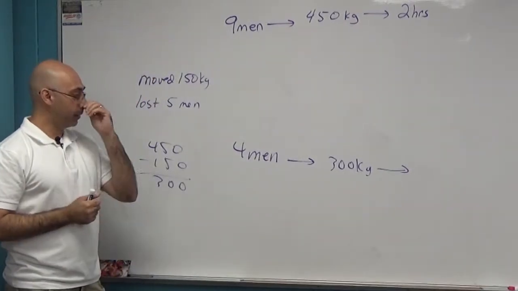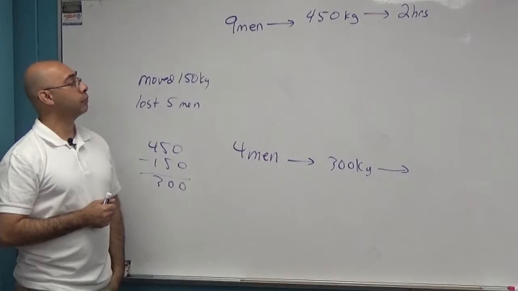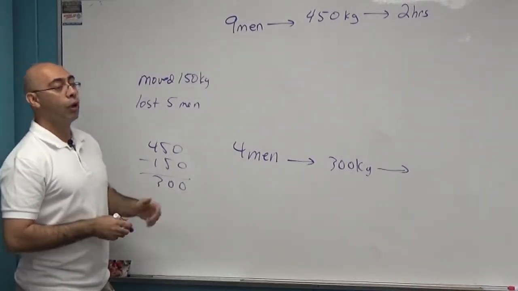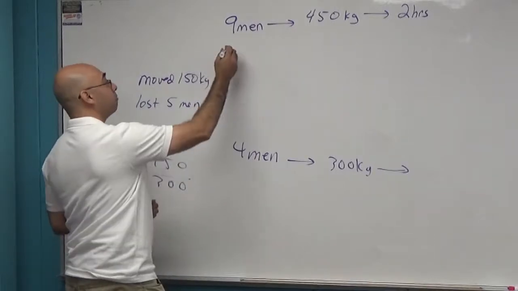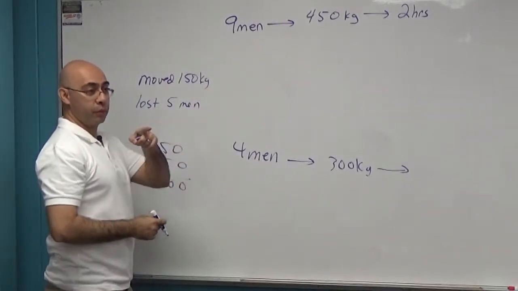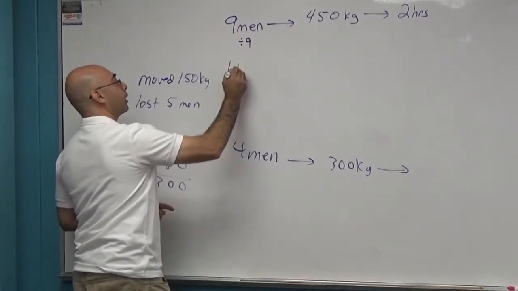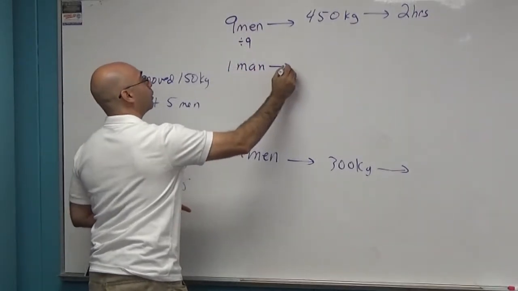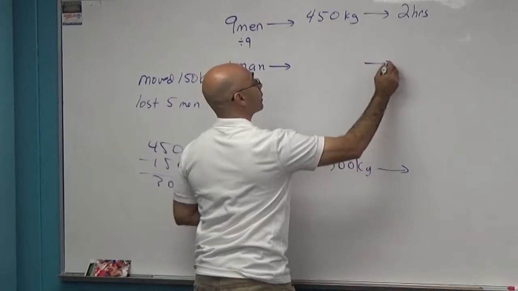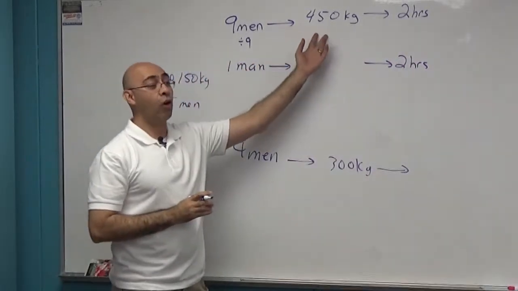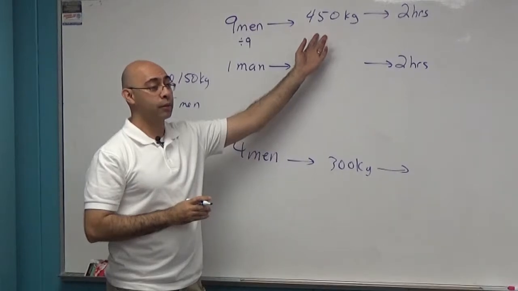Well, I divided the 450 by 9. You want to find how much? All right, so we want to figure out just 1 man, is that what you're saying? So you're saying, let's just divide that by 9. 9 divided by 9 will take 1 man. And let's say it takes the same amount of time. If he wants to get done in 2 hours, can he move all those 450 kilograms?